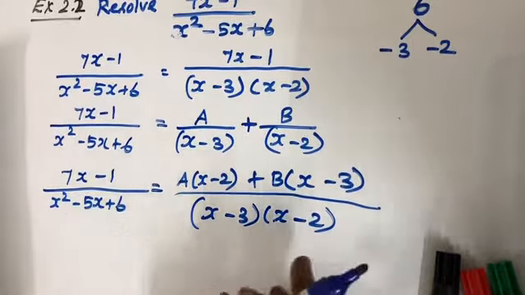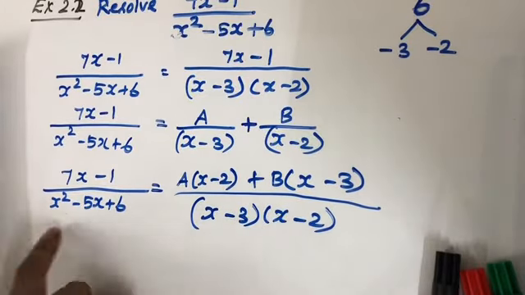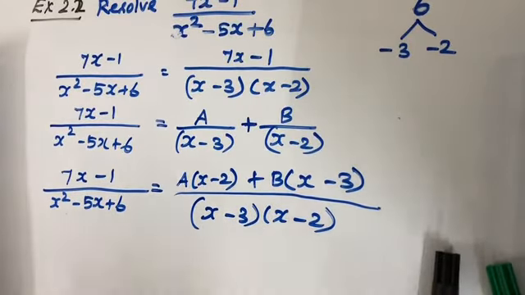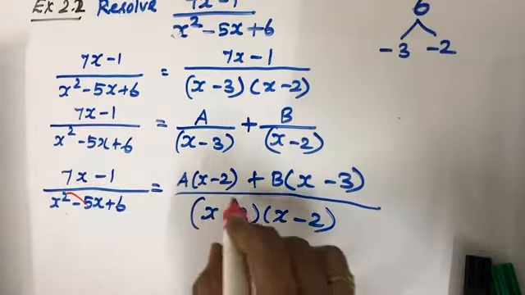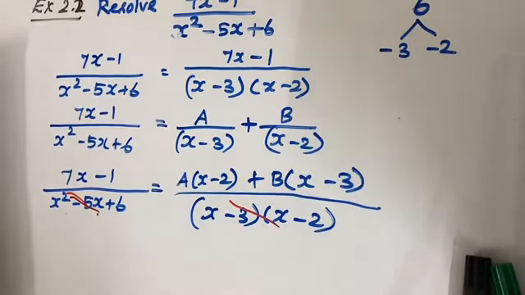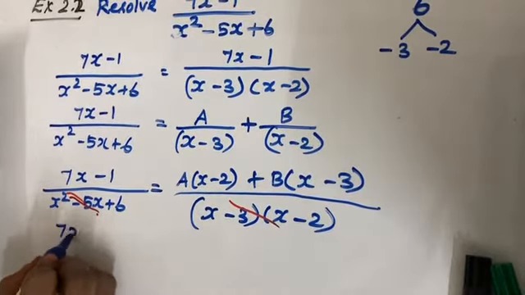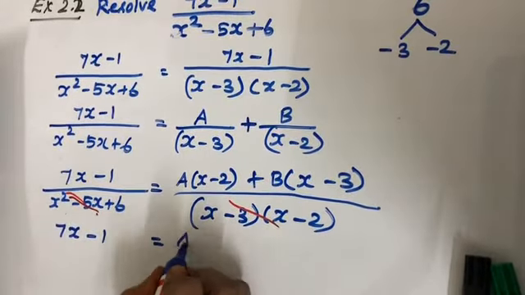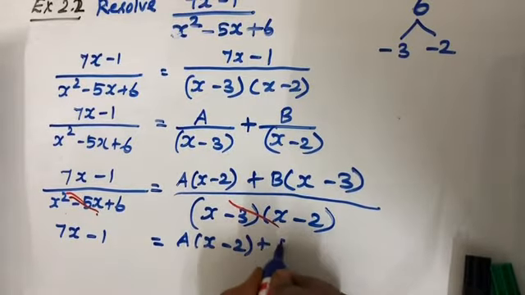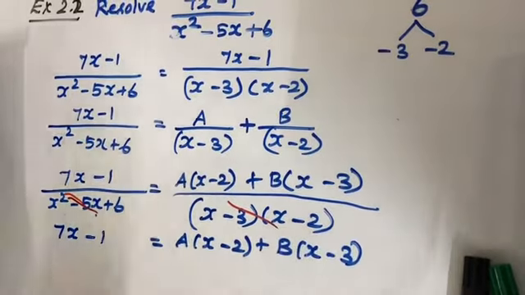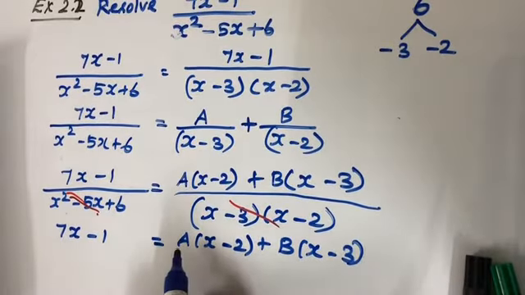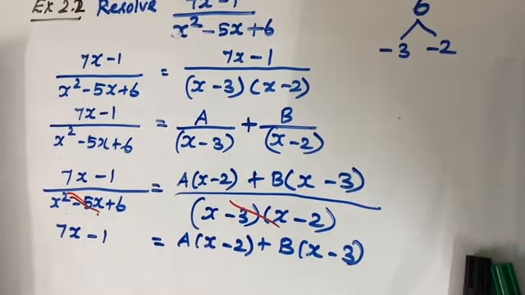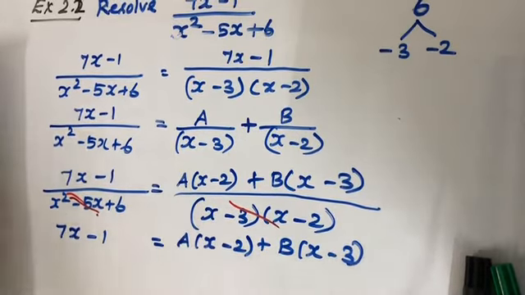Compare these two equations, the denominators are the same, right? Here x square minus 5x plus 6 is equal to x minus 3 into x minus 2. So we can cancel the denominators. So I write it as 7x minus 1 is equal to A into x minus 2 plus B into x minus 3. Now we have to find the values of these constants A and B. For that I am going to substitute some arbitrary values for x and simplify the equation.